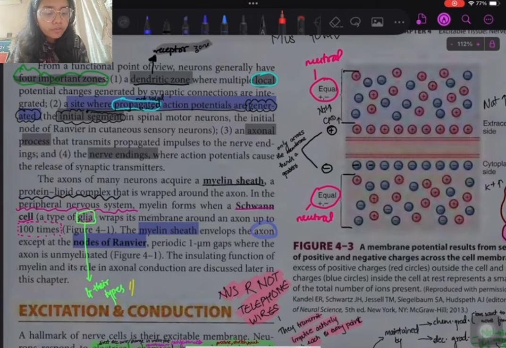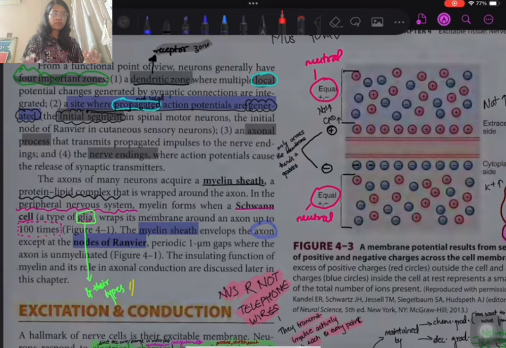From a functional point of view, neurons will generally have 4 important zones, okay? Pay attention. From a functional point of view, neurons have 4 important zones. The 4 important zones are, first, you can call it the receptor zone or the dendritic zone, where multiple local potential changes are generated.